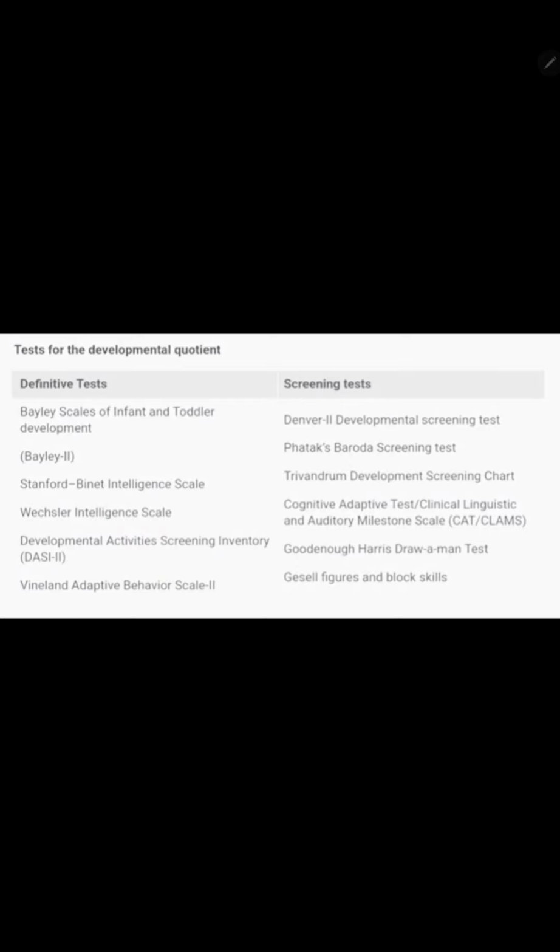In the Bayley scale test, we have a very interesting criterion wherein we can assess language. We can even assess behavior, and we can even assess fine motor skills. So yes, we can assess all this. In Wechsler's test we are going to see the verbal and performance skills, as I told.